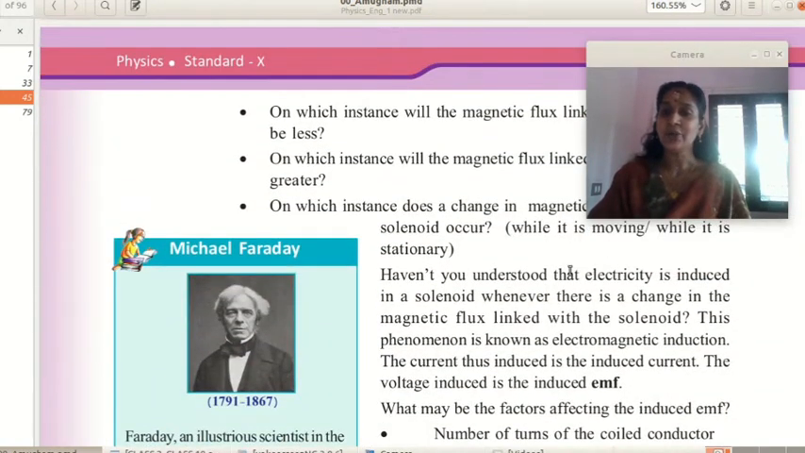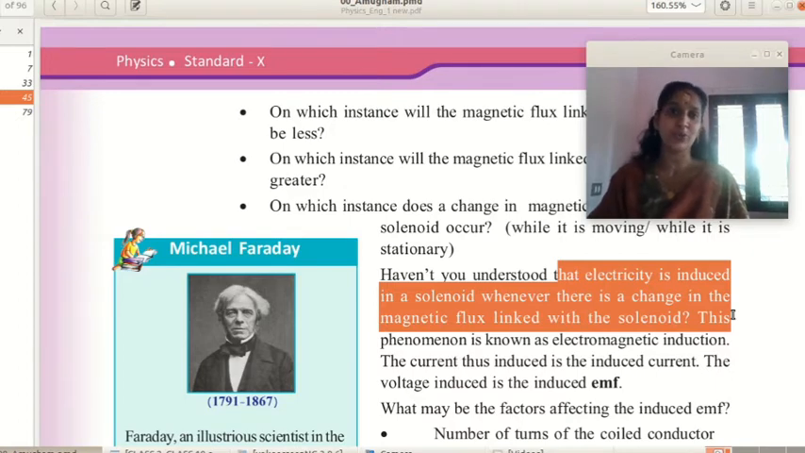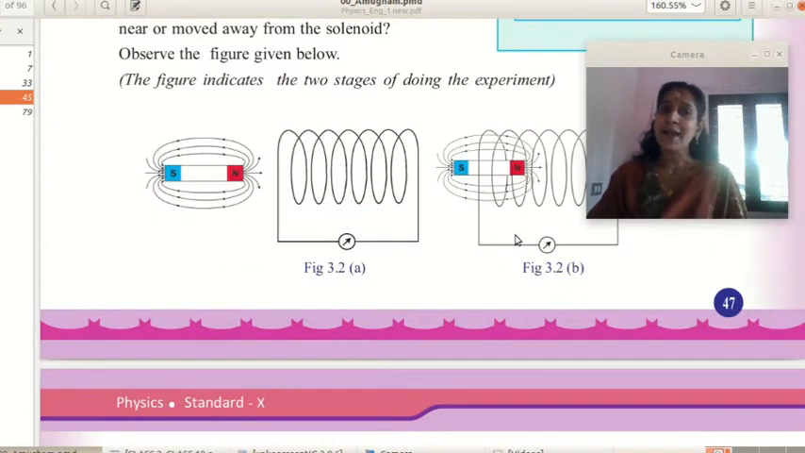So, we can understand that electricity is induced in a solenoid whenever there is a change in the magnetic flux linked with the solenoid. When this magnet is approaching the solenoid, when this magnet is inside the solenoid, when it is moving, a change in magnetic flux occurs. A variation in the magnetic flux occurs. Due to this variation of magnetic flux, an induced EMF is induced. An induced current is induced. Due to that induced current or induced EMF, the galvanometer shows deflection.